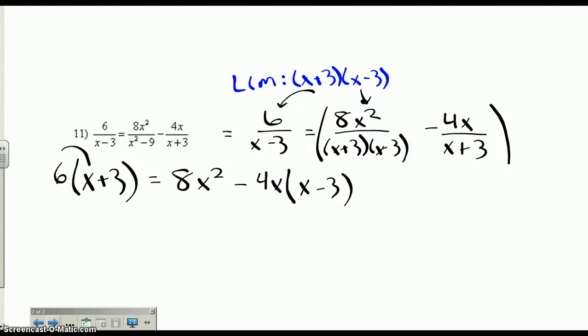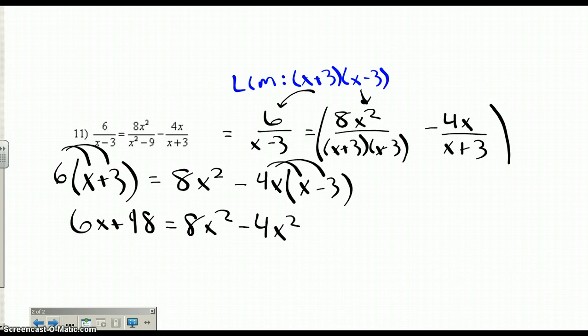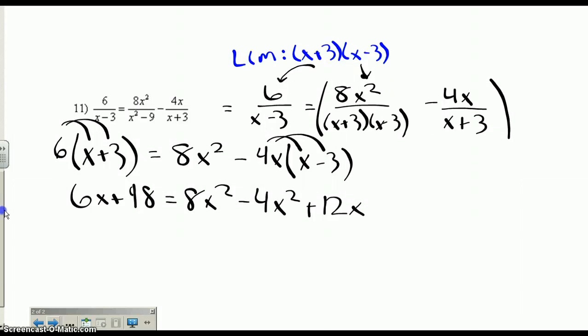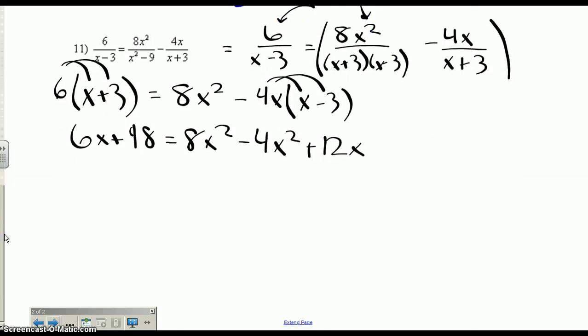Let's distribute. I get 6x plus 18 equals 8x squared. Distribute the negative 4x, so I get a negative 4x squared plus 12x. And notice how a quadratic is forming here. Let's simplify this equation. I'm going to move everything to the right side, so I have 0 over here. 8x squared, subtract 6x. Oh, is that an x squared also? Okay, I made a mistake there. So we have 8x squared minus 4x squared, which gives us a 4x squared here.